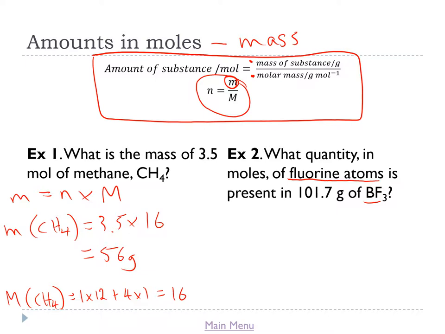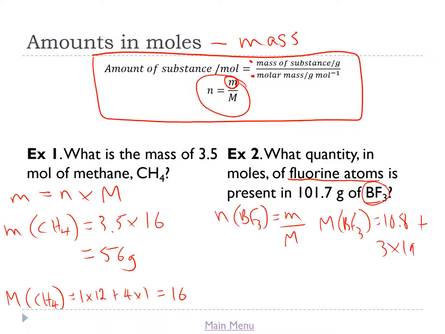We're going to need to start off by calculating the number of moles of BF3. So we're going to say n for number of moles of BF3 equals mass over molar mass. Now we don't know the molar mass yet, so let's just work that out quickly. So we're going to say M of BF3 equals 10.8 for boron plus 3 lots of 19 for fluorine, and that is going to come to 67.8 grams per mole.